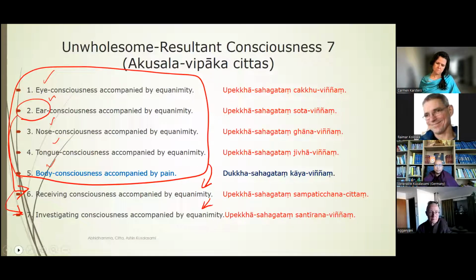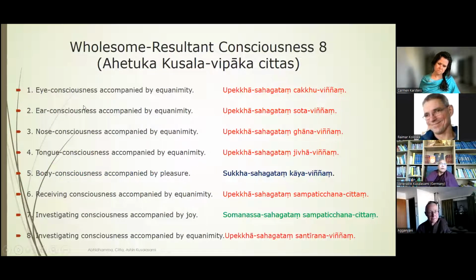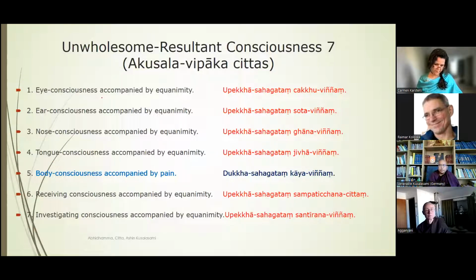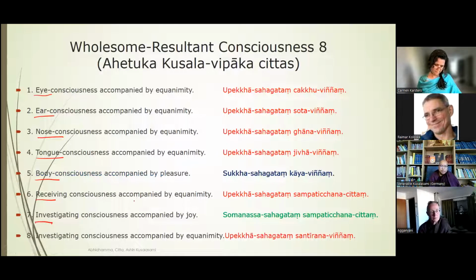So let me go next. Wholesome resultant consciousness is 8. If you want to remember, it's very easy. Here, eye consciousness is the same, ear consciousness, nose consciousness, tongue consciousness, body consciousness, receiving, investigating. So these 7 are the same. You see, these 7 are the same.